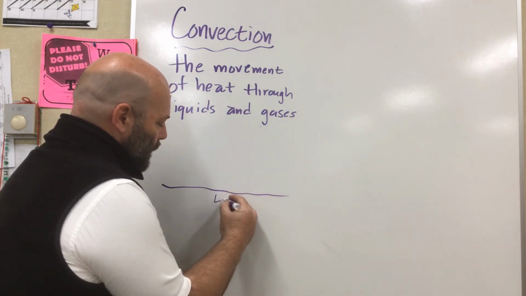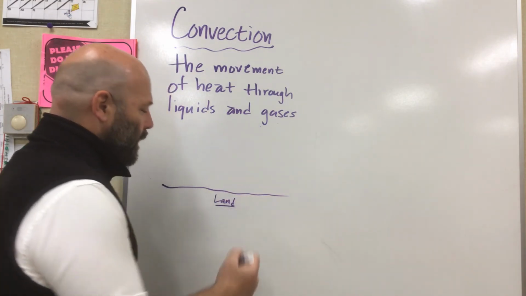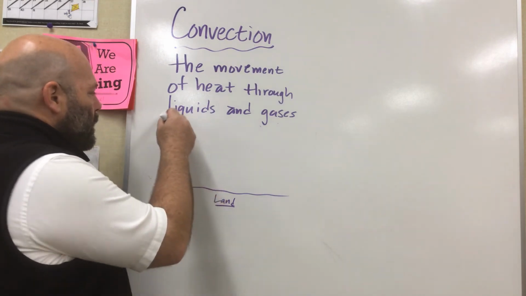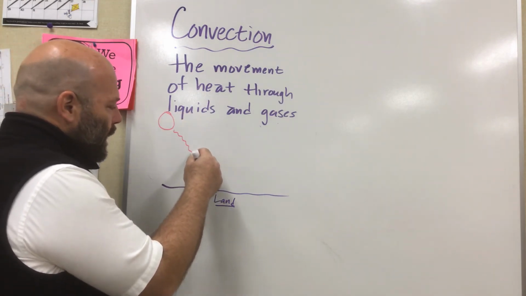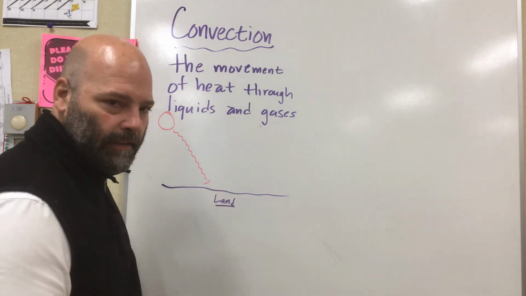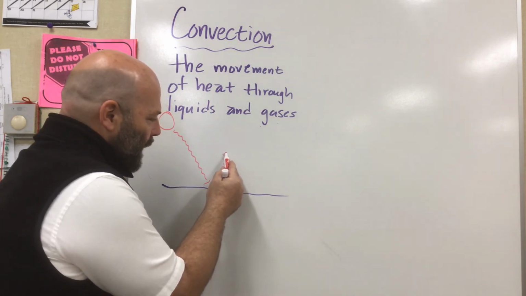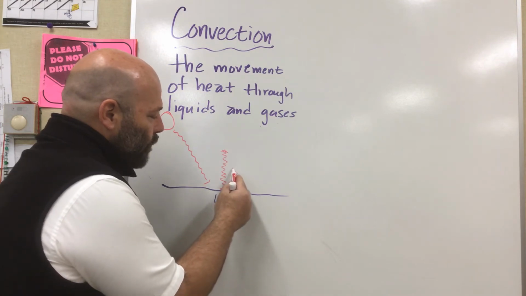So here's your land, all right? And let's say that here's the sun up here. The sun is going to radiate its heat down onto the land, and then it's going to start to bounce off the land, and that hot air is going to rise.